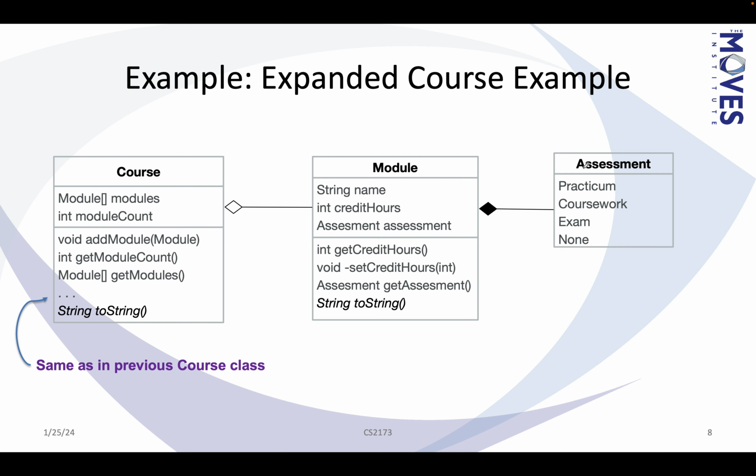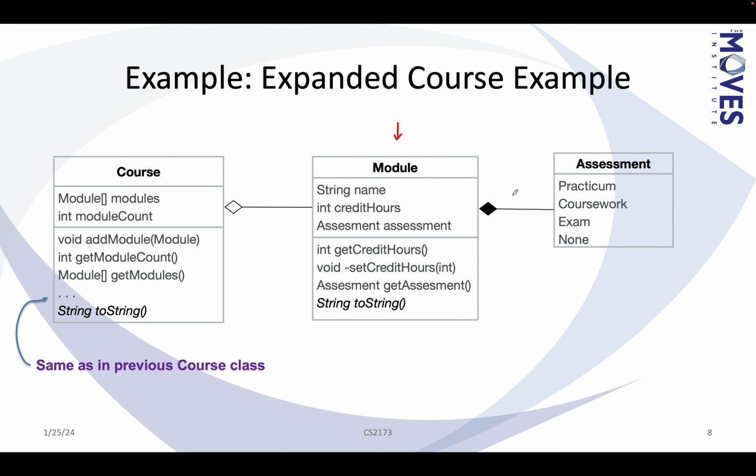So here, okay, I have an assessment. The module now is going to have a name. It's going to have how many credit hours, and it's going to have an assessment. And our assessment is going to be an enum. I should have called it an enum. In a bigger example, there would probably be more, but the four are practicum, coursework, exam, or none. That's what it is. All right.